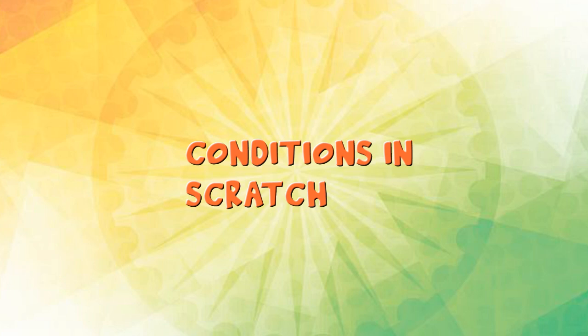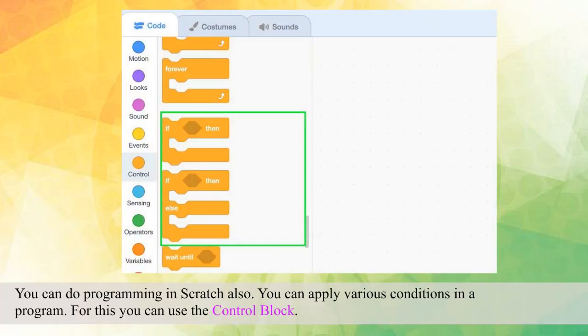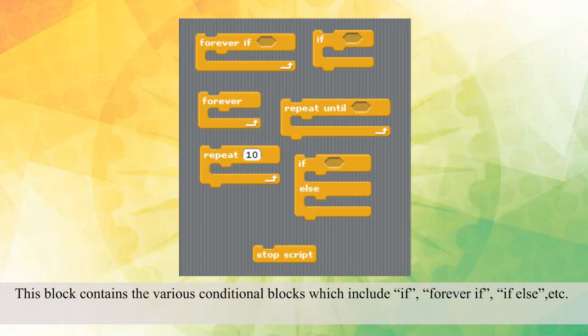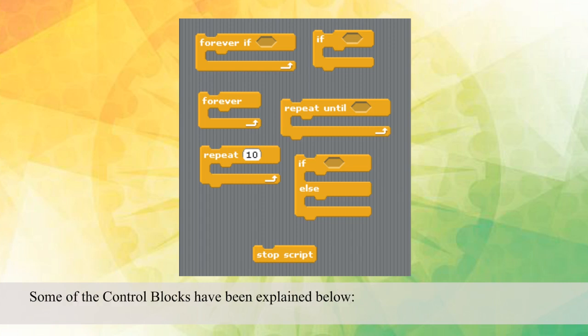Conditions in Scratch. You can do programming in Scratch also. You can apply various conditions in a program. For this you can use the control block. This block contains the various conditional blocks which include if, forever, if else, etc. Some of the control blocks have been explained below.